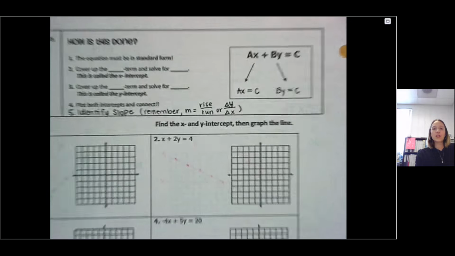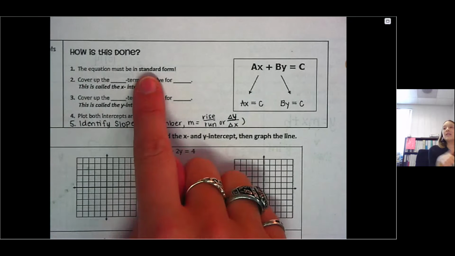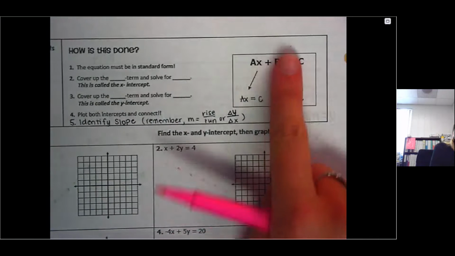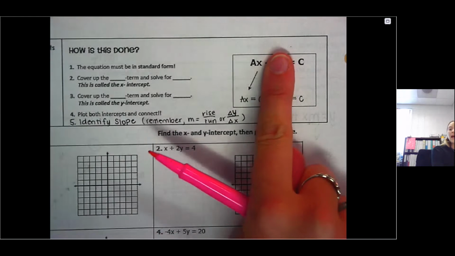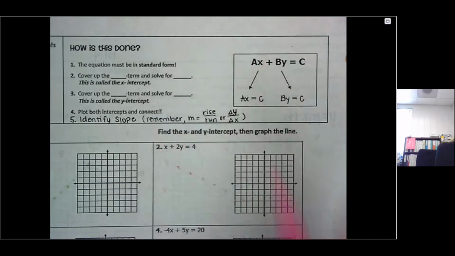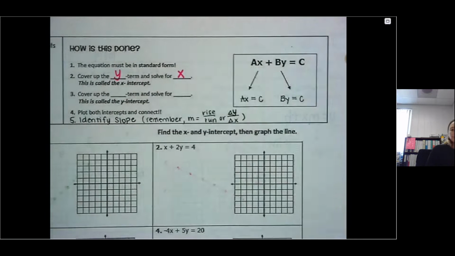All right, so here's how it works. Your equation, first of all, has to be in standard form for this little trick to work. And if it's in standard form, here's what you do. You will cover up the y, and if you solve for the x, that's called the x-intercept. So you're going to cover up the y and solve for x.